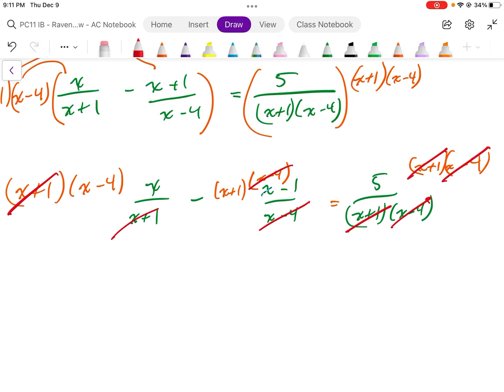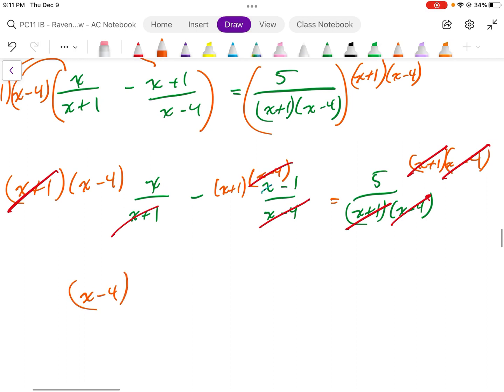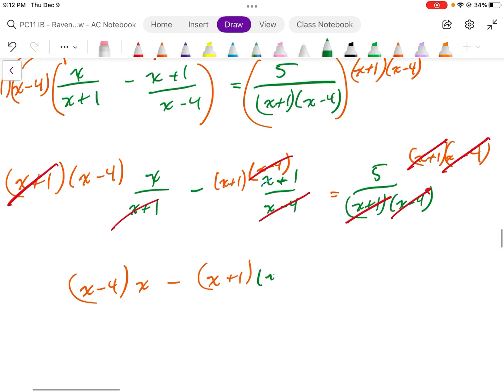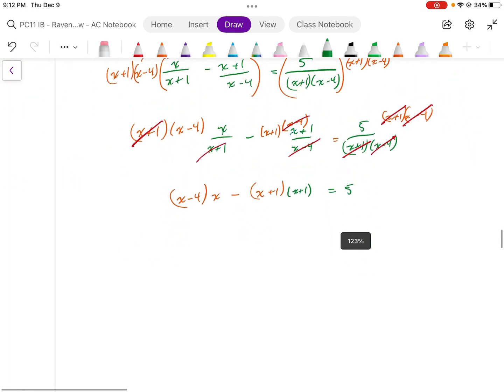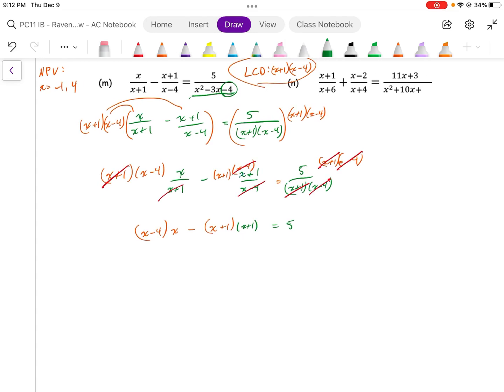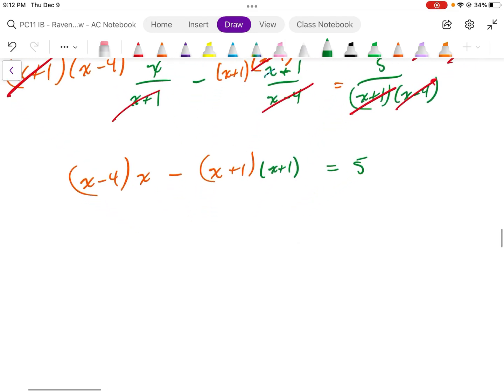Now it was really critical that I factor everything to see what the lowest common denominator was. So now I'm just going to rewrite whatever's left over. Now (x - 4) times x in that first term, minus, now (x + 1), pardon me, I copied this down wrong, this should be x + 1, but it doesn't really matter for the meantime. So this is multiplied by (x + 1) is equal to 5. So now I'm going to multiply, let's see how much space I have. I've got to be wary of space and my non-permissible values. I'm going to continue to multiply this through.